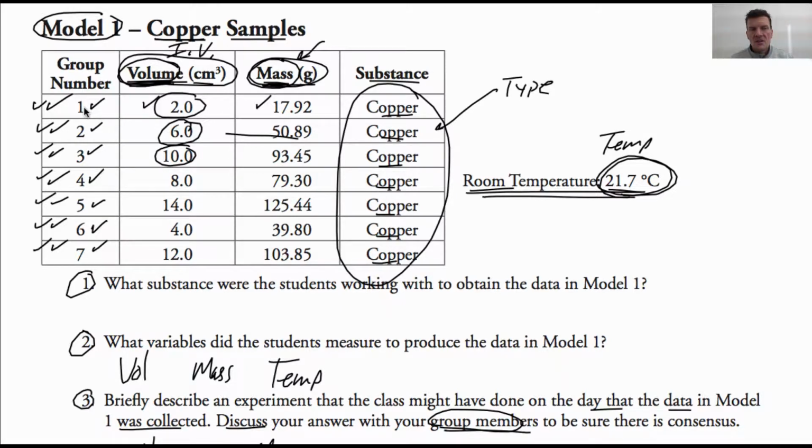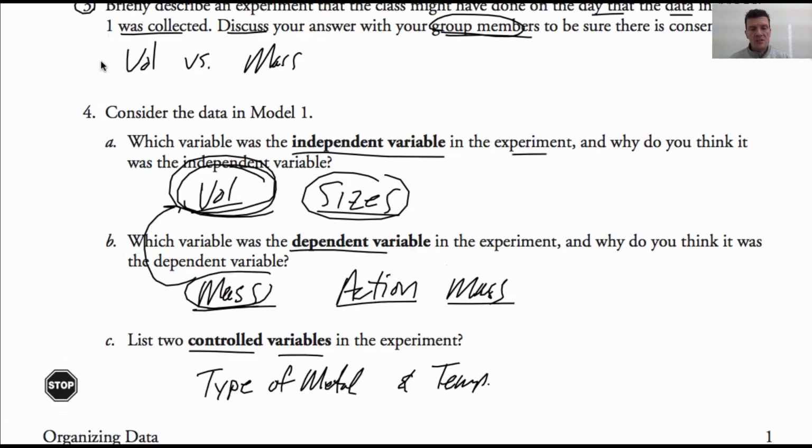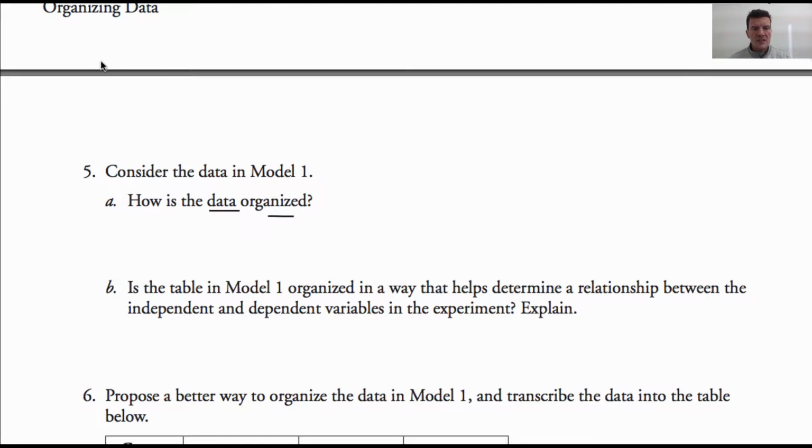So the group number is probably just arbitrarily assigned to a group of students. But you'll see the volume goes from 2 to 6 to 10 to 8, 14, back to 4, up to 12. It doesn't look like there's a pattern there. Same thing with mass. So this is organized by group number, which may not be the best way to organize this in order to try to draw some type of conclusion or see some relationship. Okay?